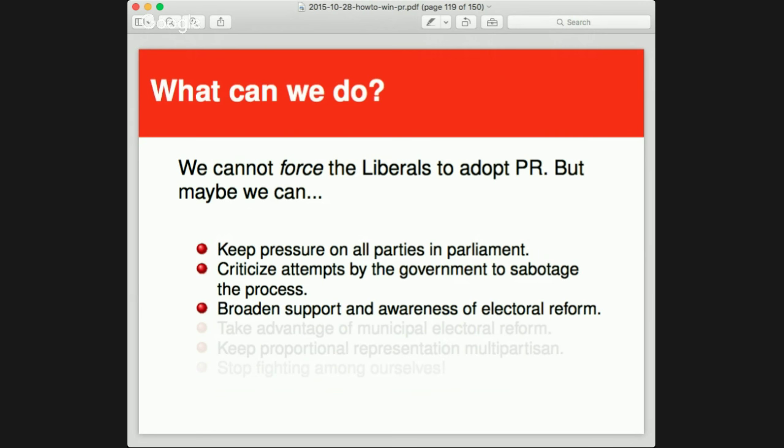Can we broaden support and awareness of electoral reform? My big hope was that like 90% of the people here would not already be in the cult of proportional representation. Didn't quite get that, but how can we make it so that all of your friends and neighbors who are really sick and tired, they've already had 11 weeks of a campaign, and voting is really nerdy.